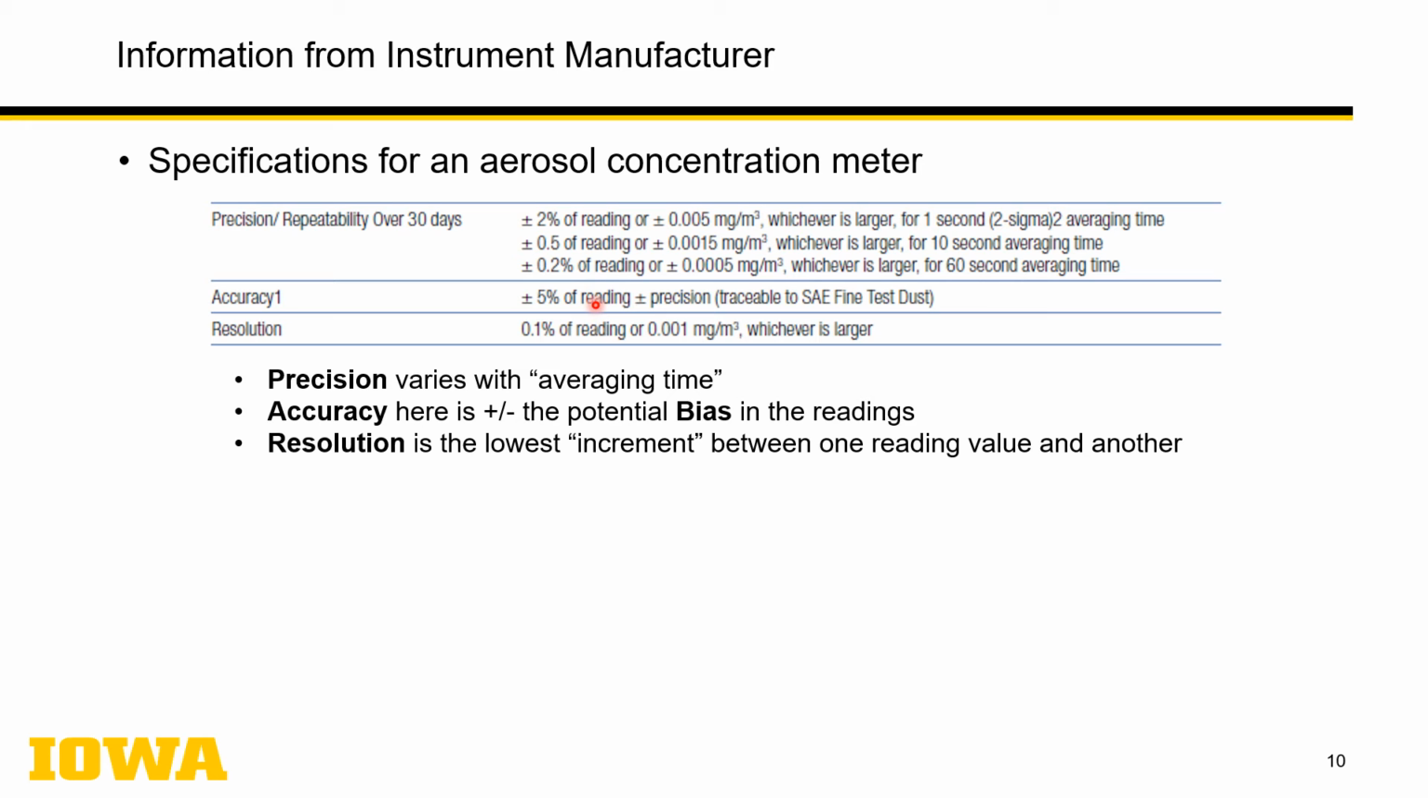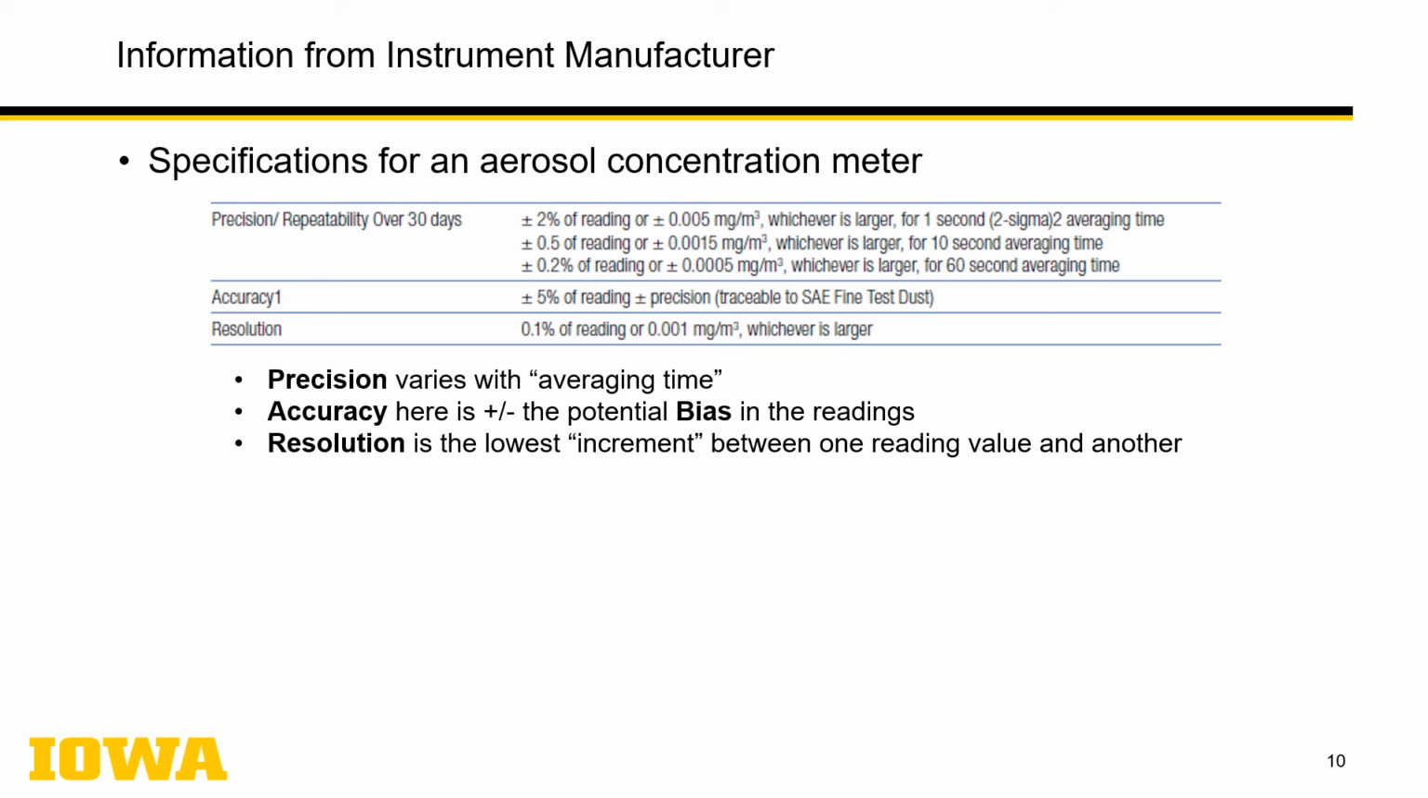And the resolution I haven't talked about yet, but that is the lowest increment between one reading value and another. Especially with the digital world we're in, you have to have an increase, say, in aerosol concentration of a certain amount before the instrument goes, oh, now this is a higher level. I'm going to be responding with a new number that's higher than the old number. And in this case, it's saying it's at 0.1%, or this value of 0.001 milligrams per meter cubed. When it gets above that, it will change its output. So that's the resolution.